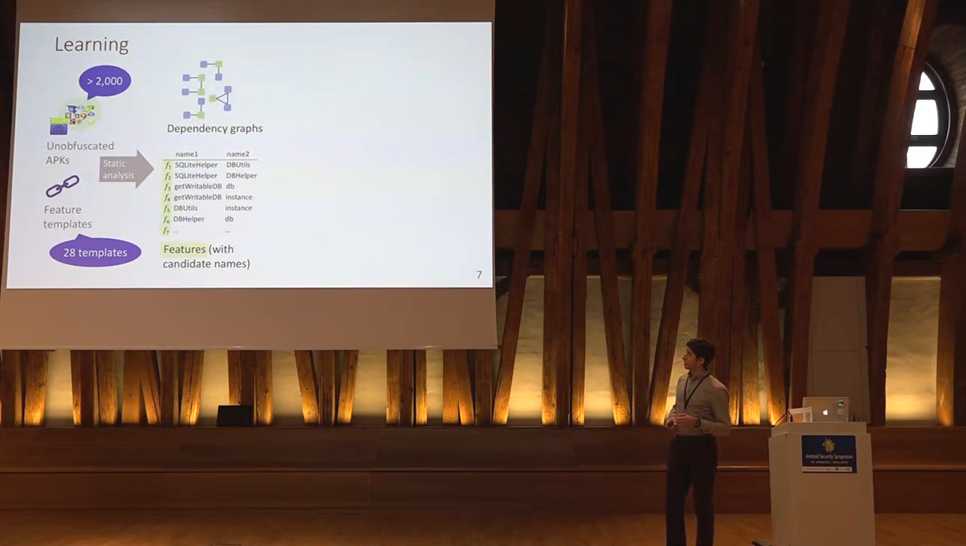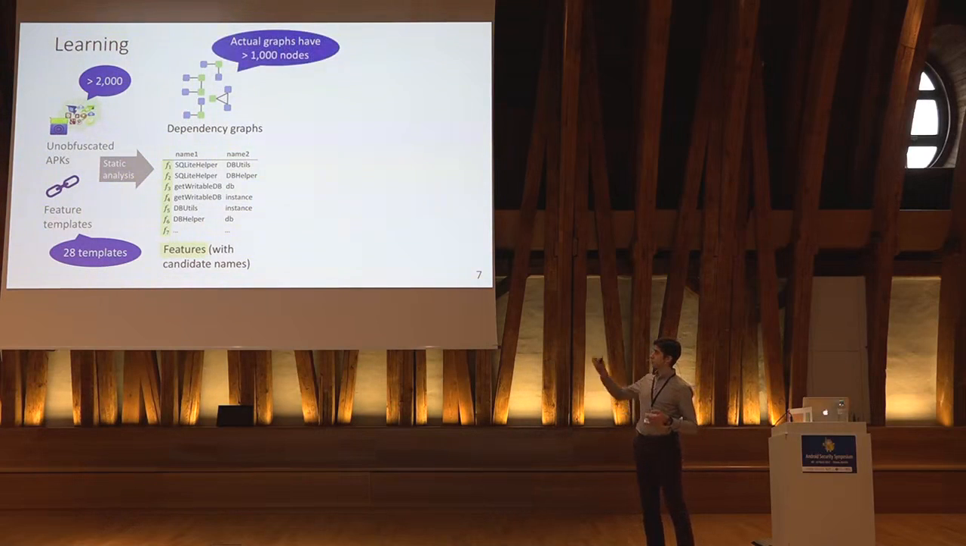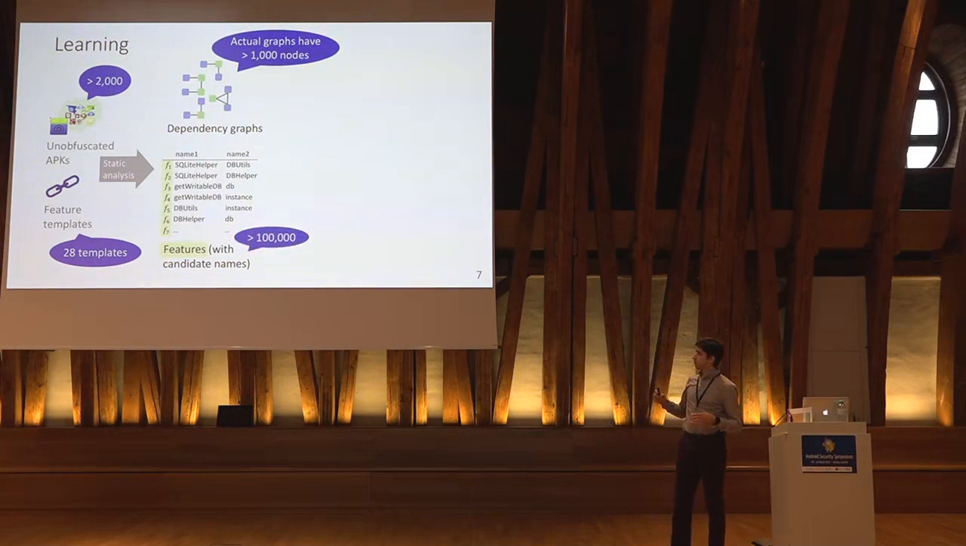In the first step during this learning phase, we run our static analysis to derive the dependency graphs that correspond to these applications, so the program elements and their relationships. At the same time, we also instantiate all the templates with concrete feature functions. Again, to give you a notion of the scale, these graphs are small on the slide, but they're big in practice. For an application, the graph you would derive from it would have something like 1,000 to 10,000 nodes. And the number of feature functions that we instantiate from the data is in the order of hundreds of thousands of different ones.